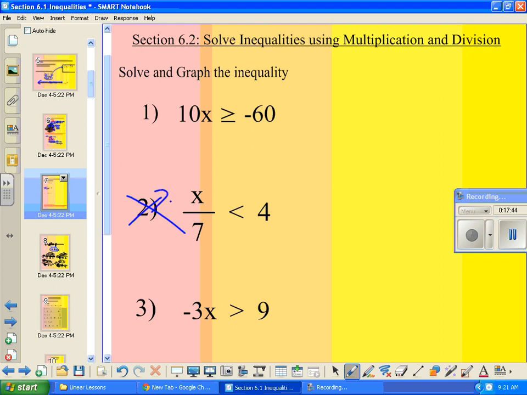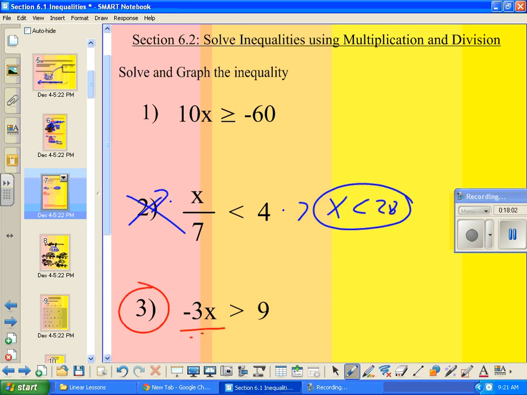Number 2, I would just multiply both sides by 7 and get x is less than 28. And that'd be my answer. I wouldn't have to switch that one around. Of 1 and 3, one of those I have to switch the inequality around when I solve it. And which one is it? It actually ends up being number 3.